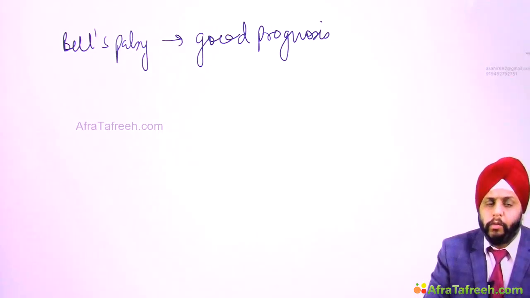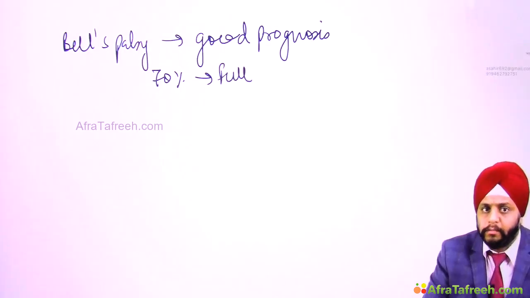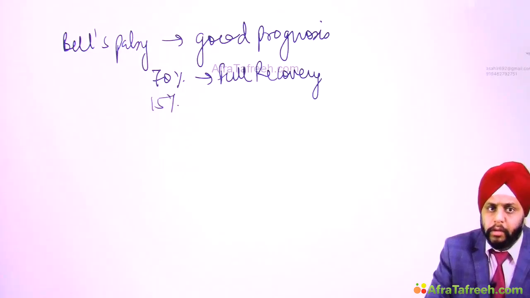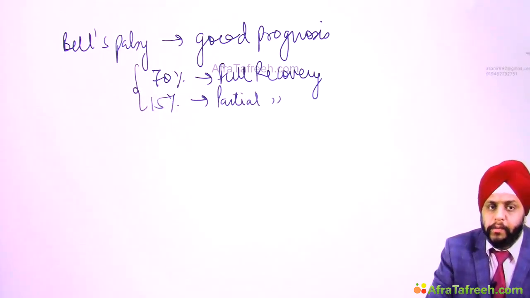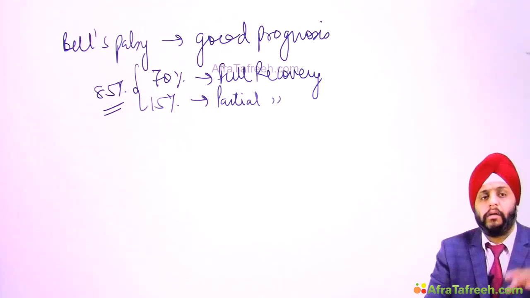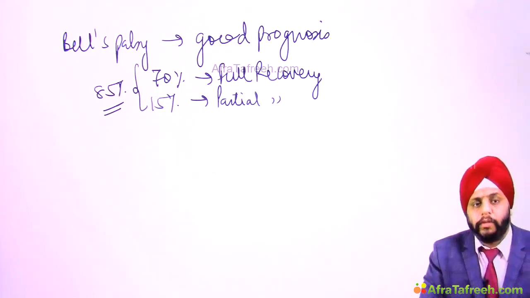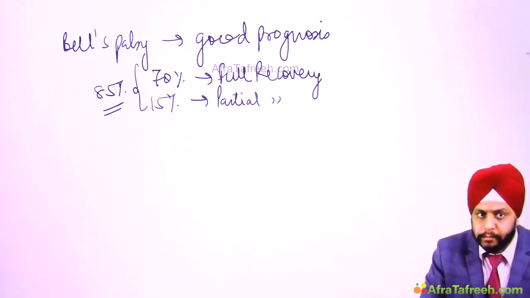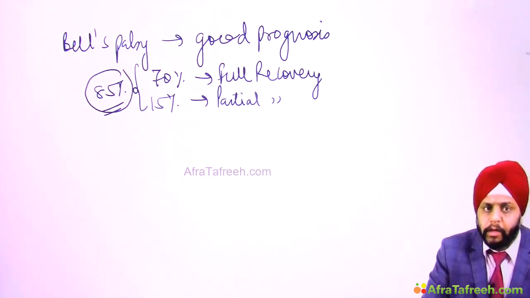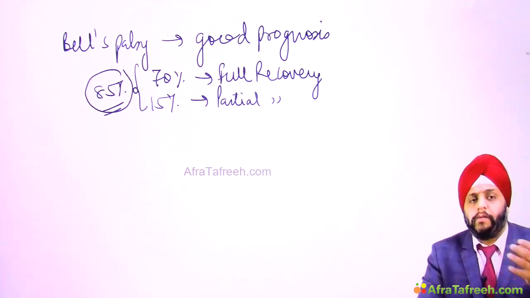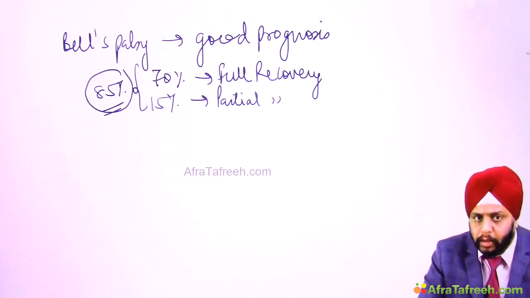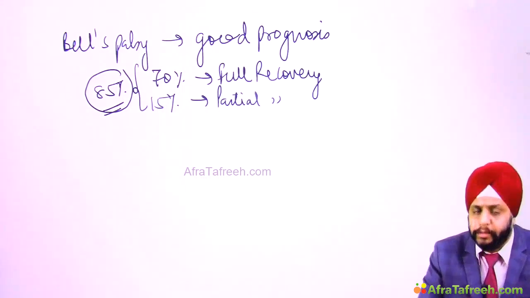Now what do I mean by good prognosis? 70% of patients show full recovery, and 15% show partial recovery. So that means 85% of patients recover from Bell's palsy on their own, without any treatment. In Ramsay-Hunt syndrome, the recovery rate is approximately 50%, and that is also many times partial.